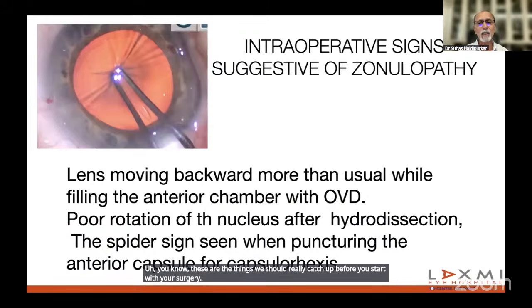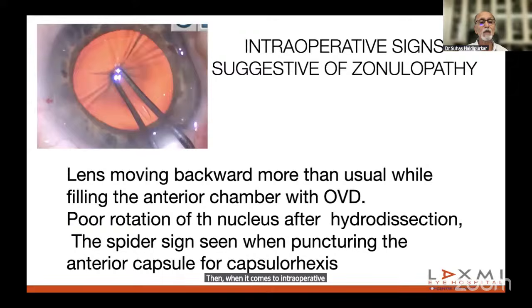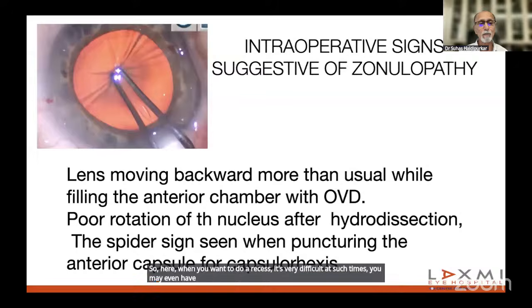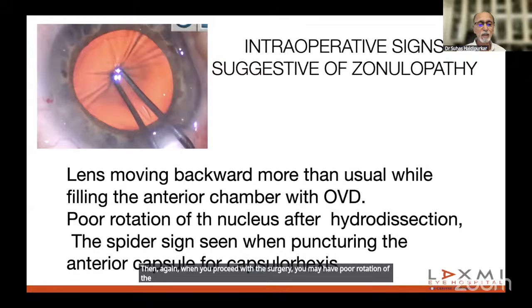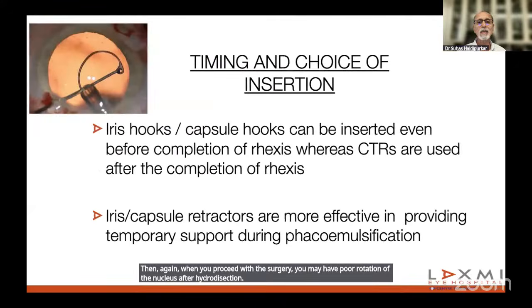Then when it comes to intraoperative signs suggestive of zonulopathy, this is a typical spider sign. This classically tells you that the zonules are generally weak. Here, when you want to do a rhexis, it's very difficult. At such times, you may even have to use a sharp tip to make a puncture, and then you can carry on. Then when you proceed with the surgery, you may have poor rotation of the nucleus after hydrodissection. These are some of the signs.